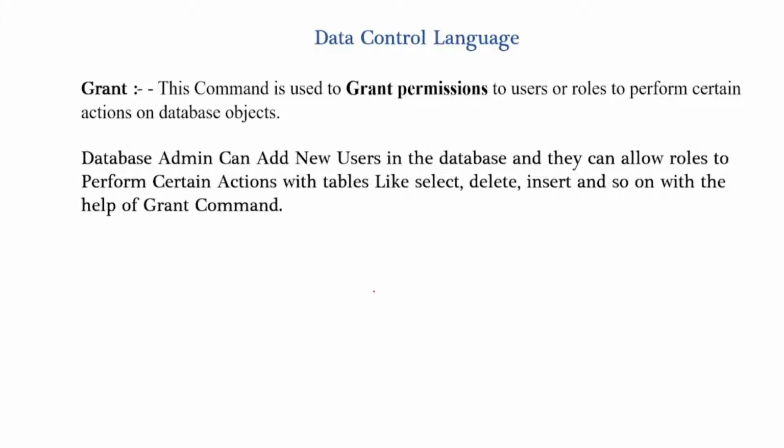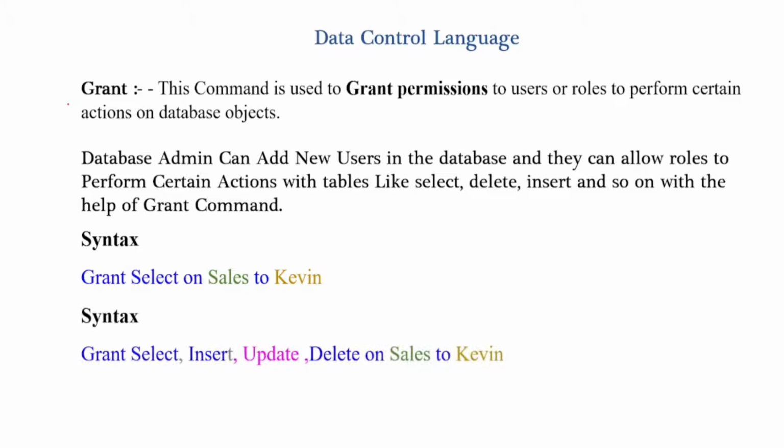So they can write this simple query, which is grant select on, after that the table name, which is sales, and then we need to use the to keyword. And here we need to write the username to which you want to grant permission. So the query is grant select on, table name and the username. And now suppose the database admin wants to give all the permissions to the user, including select, insert, update and delete.